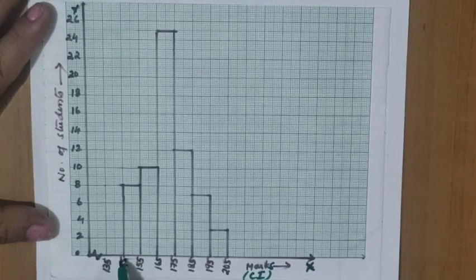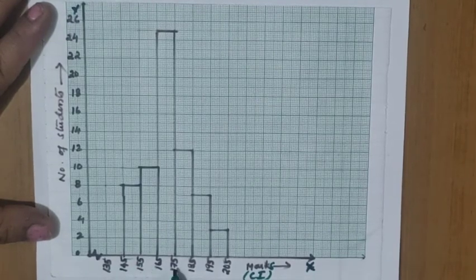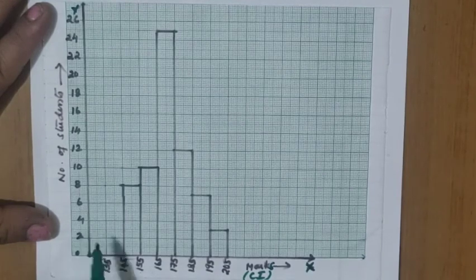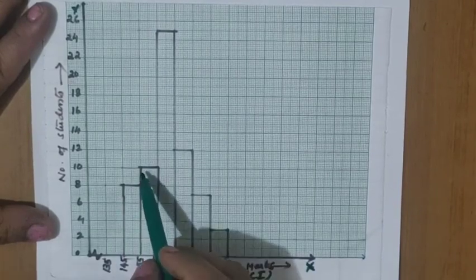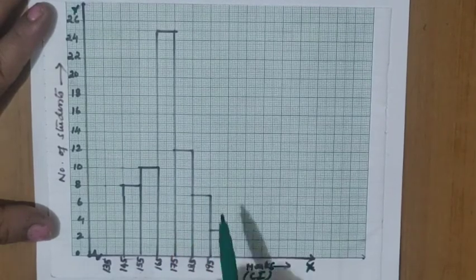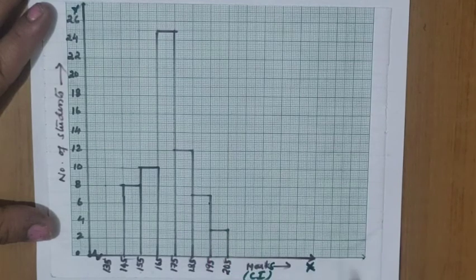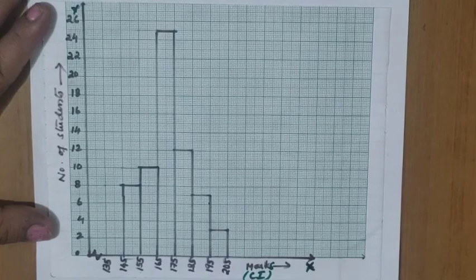Our class intervals are 145 to 155, then 155 to 165, again 165 to 175, then 175 to 185, up to 195 to 205. So these are the class intervals, and correspondingly you can see the heights. It is 8 for the first one, next it is 10, then 25, then for this one it is 12, again 7, and the last one is 3. So here we have drawn the histogram for uniform width.